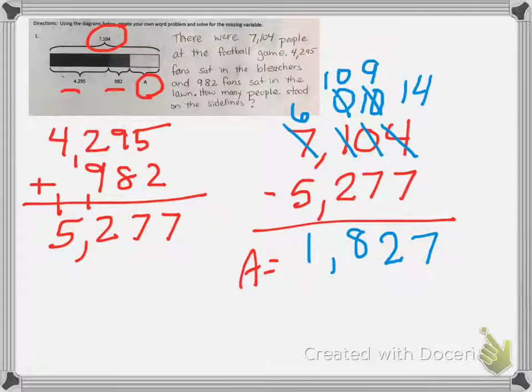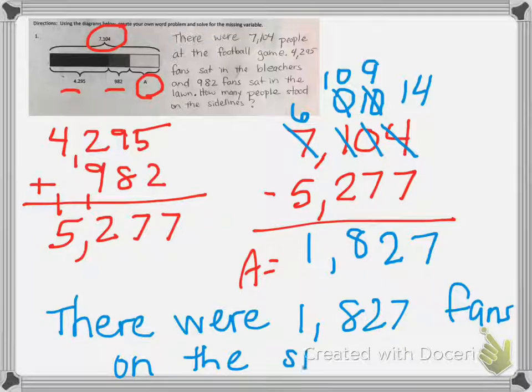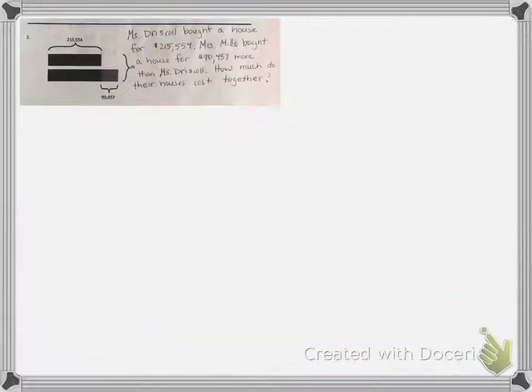Okay, so there were... Here's our statement. 1,827 fans or people on the sidelines. Okay, there's our statement. All right, that's word problem 1.